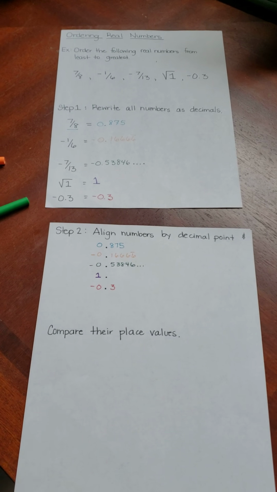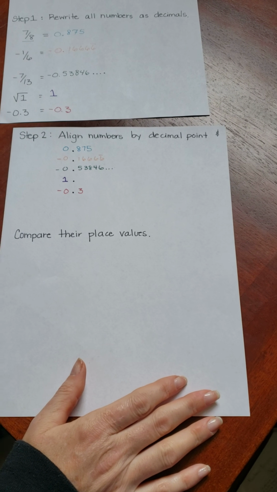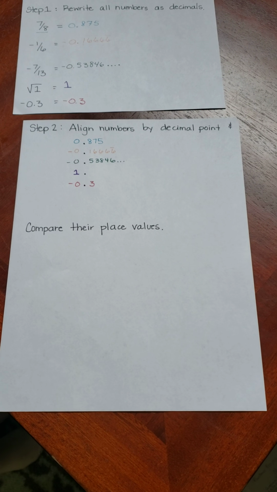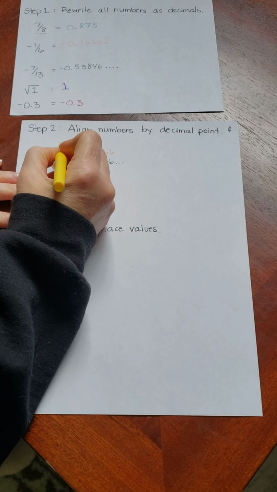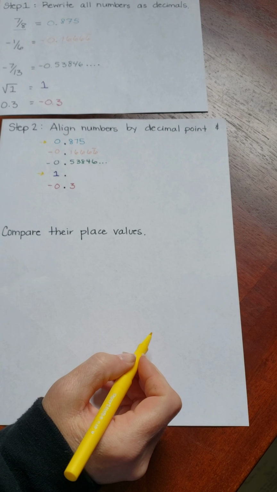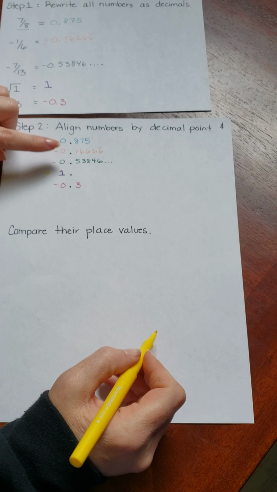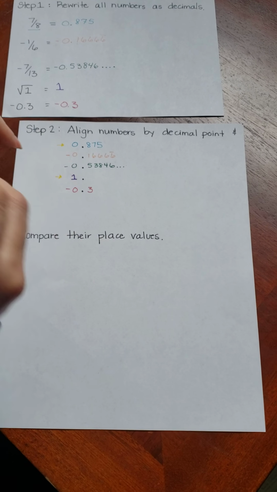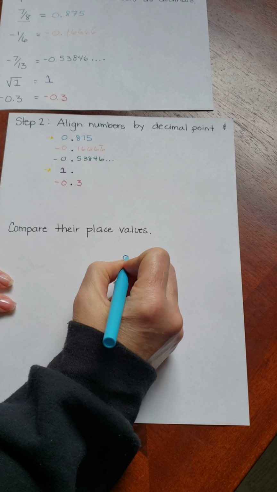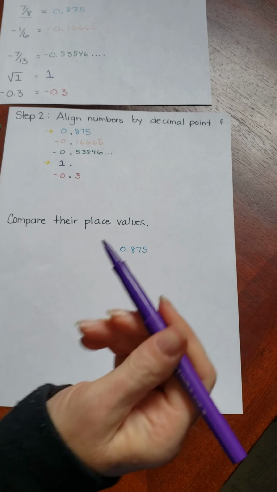Now, what we need to do is compare their place values. First thing you want to look at are your positives. They are the easiest. So we're only going to look at these two. Those are your positives. You start from the left and go to the right. You look at your whole numbers. 0 is smaller than 1, so that is smaller than this. So we know that in our positives, 0.875 is smaller than 1.